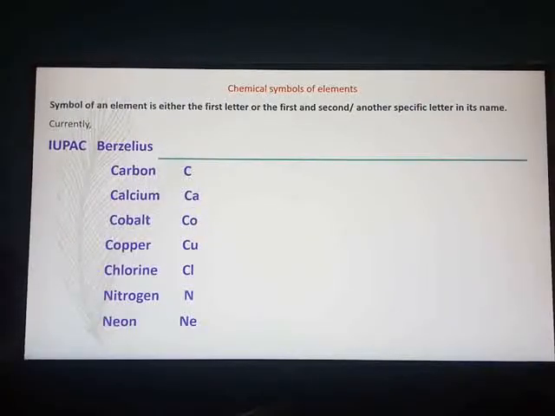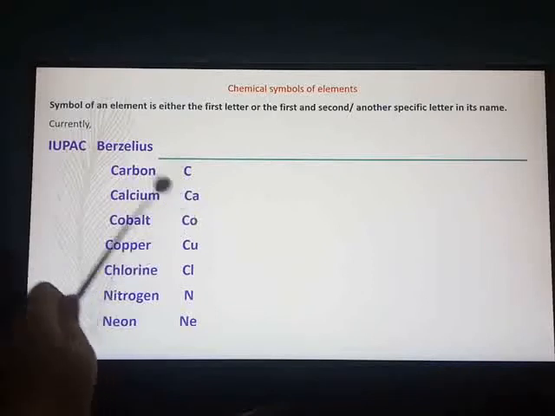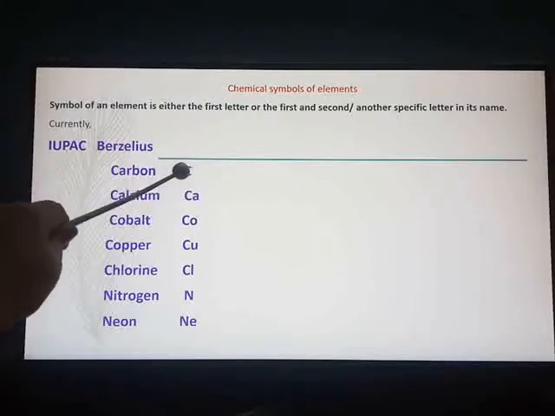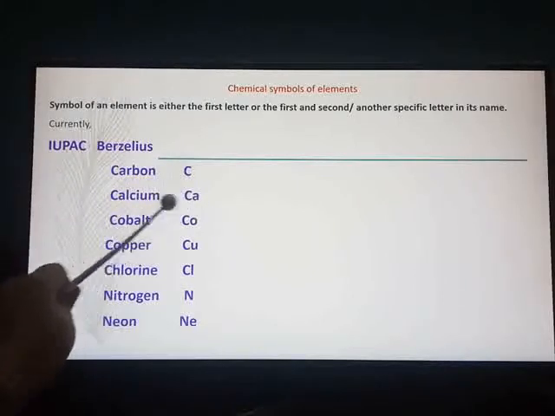Now if you take only the first letter, it was a problem when many elements started with the same letter. You can see here I have placed carbon begins with C, calcium begins with C, cobalt begins with C, copper begins with C, chlorine. So you cannot take only the first letter. So the first and the second letter were taken. See here, C, Ca, Co.